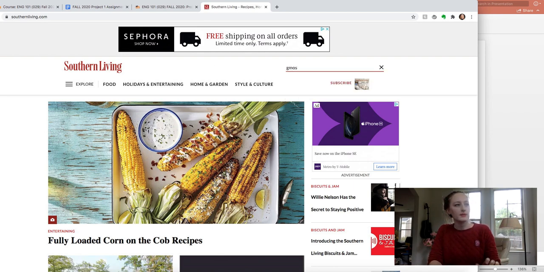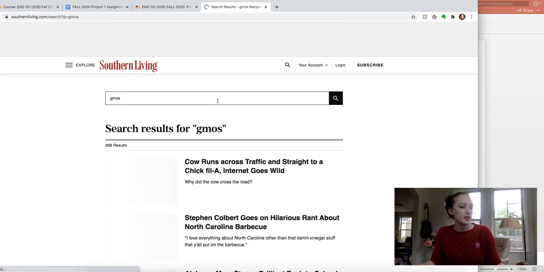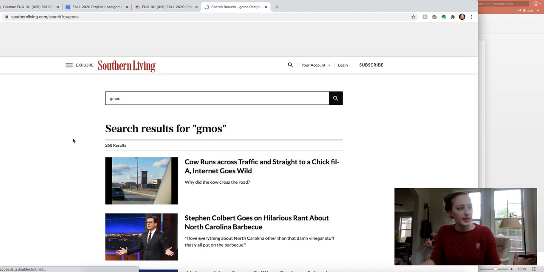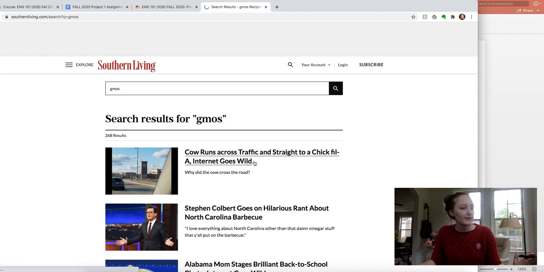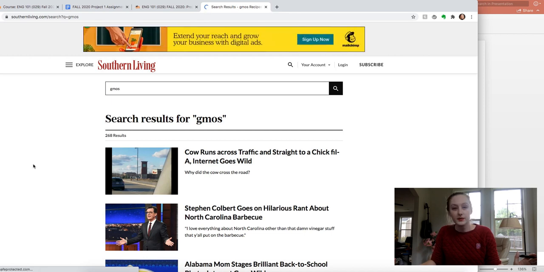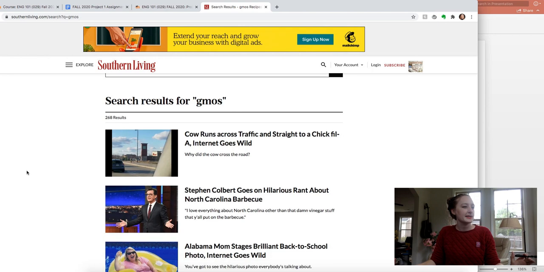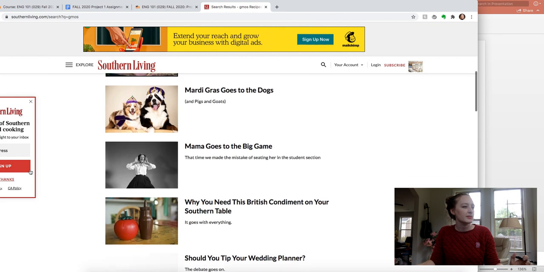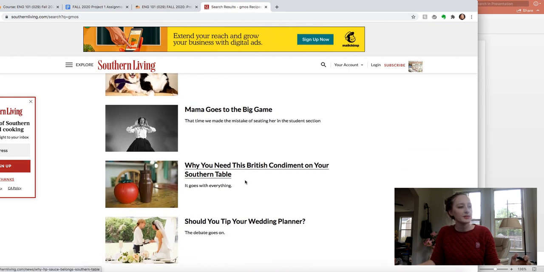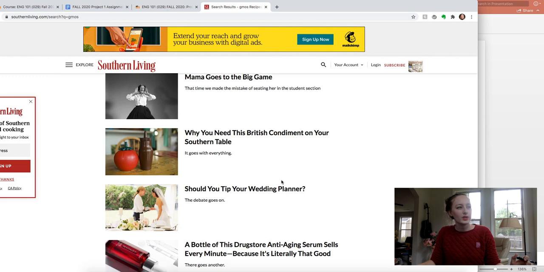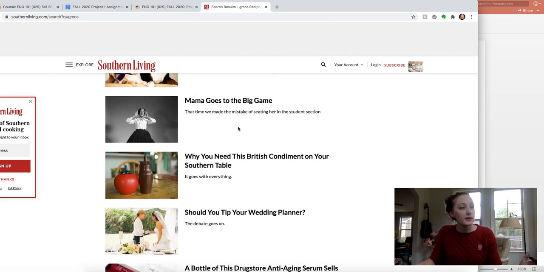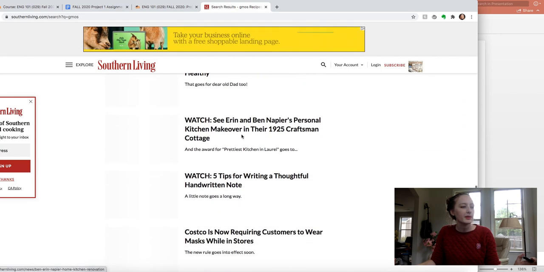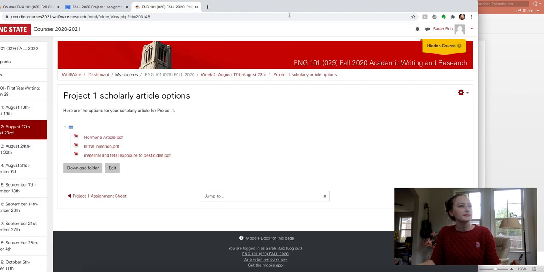So let's see, GMOs. Let's see if we find anything on GMOs. And you'll probably want to do this. You'll play around, try to find an article that's about scientific research. And, cow runs across traffic and straight to a Chick-fil-A, Internet goes wild. Not exactly science, but you know. Let's see. I don't see anything about GMOs, but why you need this British condiment on your southern table. So like look, there's a lot of ones that are questions or why. See, Mama goes to the beginning. They're always talking about Mama. Who is Mama? Who is she? I don't know, but they talk about her a lot on this website.